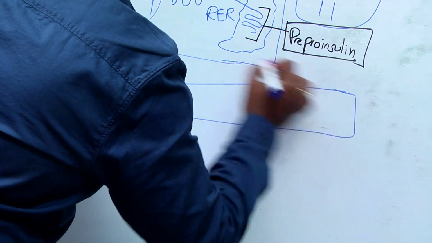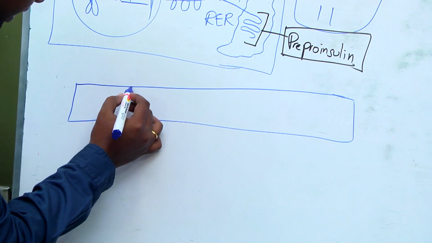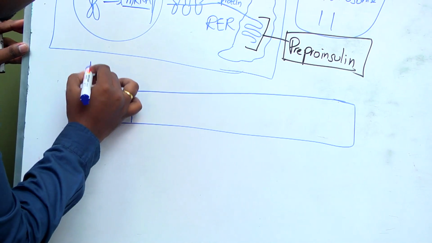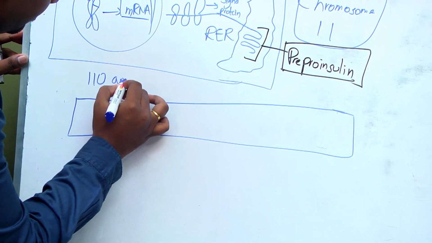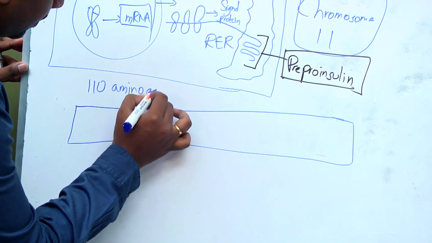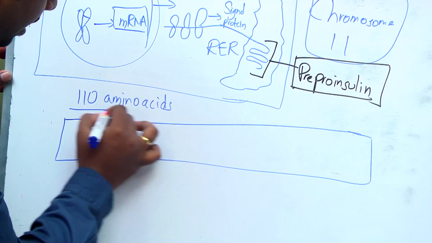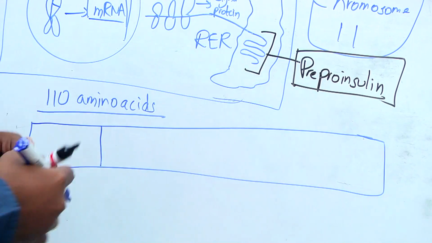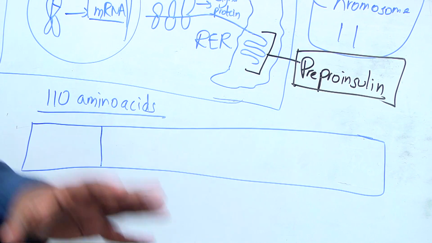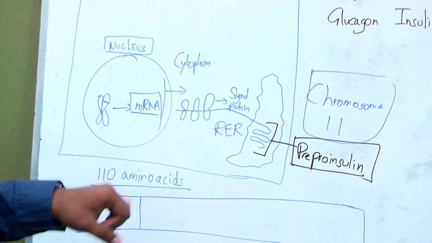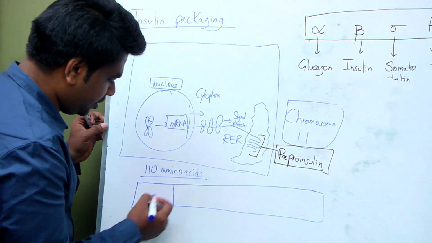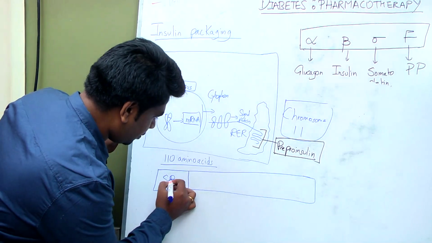So this is the structure of the pre-pro-insulin. It contains 110 amino acids. So remember this number. Whenever you say pre-pro-insulin, 110 amino acids should come into your mind. So this is the signal protein.